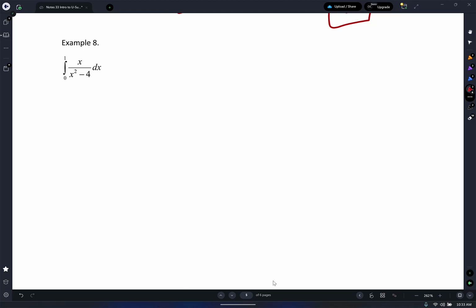If you do u-sub, what do you make u? In my mind, I would make it an x squared. No, do the whole thing: x squared minus 4. Why? Because when I take the derivative of x squared minus 4, don't I get just a linear term? Yes, and I have a linear term in the numerator. So look, du equals 2x dx. Do you guys see that?